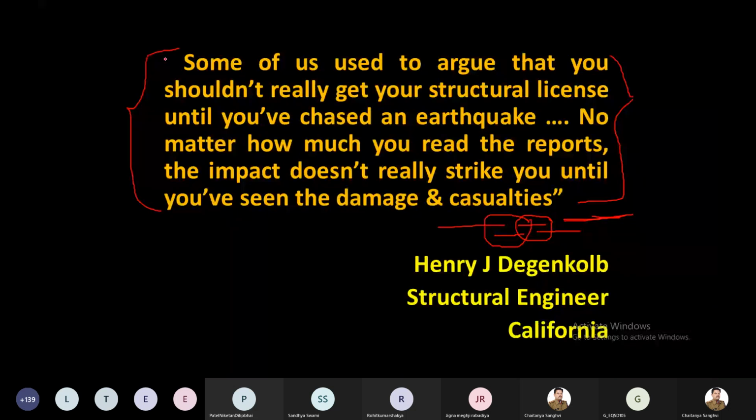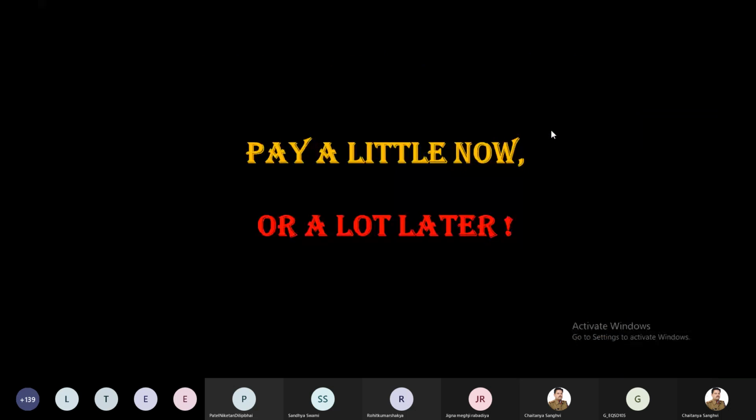in the field of earthquake engineering. So this statement of Henry Degenkolb, that some of us used to argue that you shouldn't get your structural license unless you have chased an earthquake. If you have seen the casualties during an earthquake, then definitely you will practice honestly for your lifetime. This is a statement made by Henry Degenkolb. The only thing is, pay a little now or a lot later.